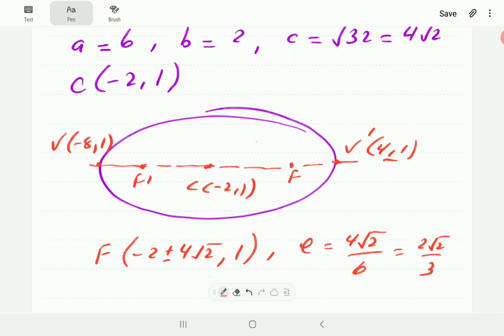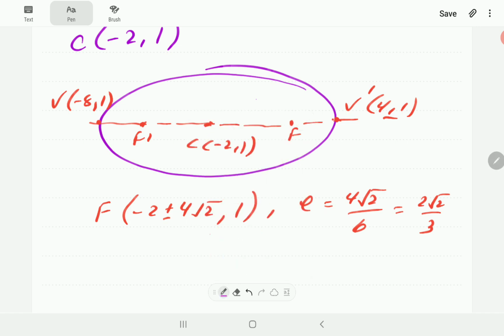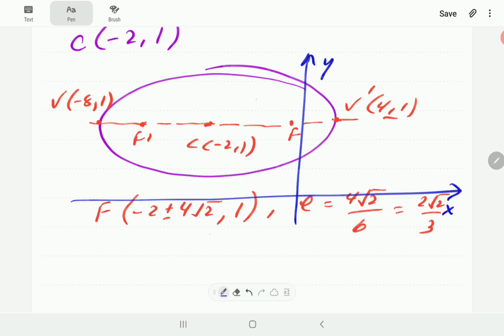Right, we have the sketch. Let's just complete this sketch. Let's put some coordinate axes here. So this is going to be something like this. So this of course must be in the second quadrant.